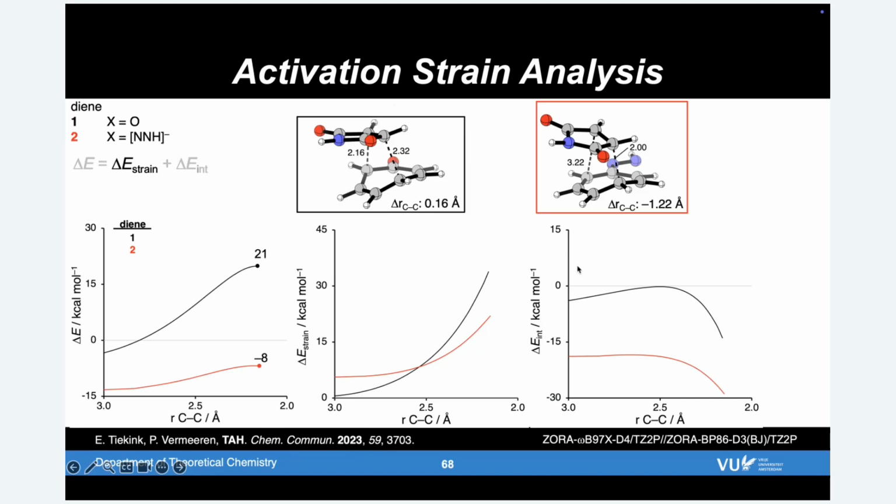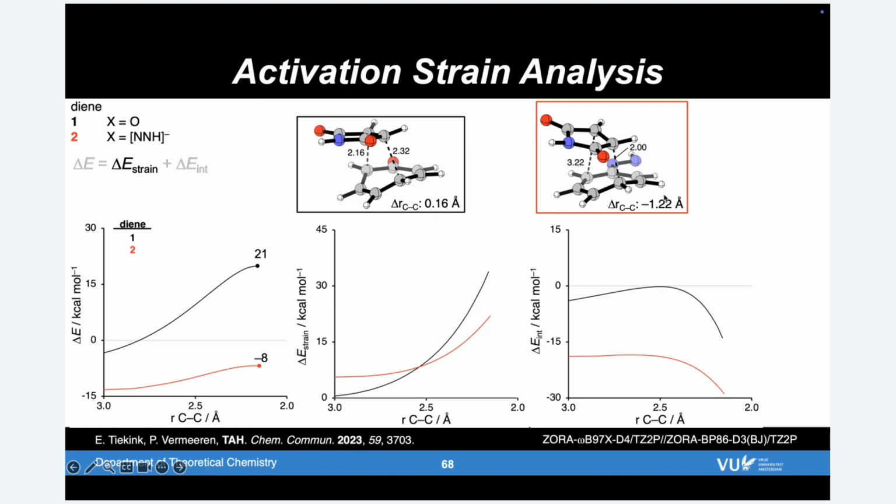And we wanted to understand the trend in strain energy. So here you have the degree of asynchronicity. Here you have the difference between the two newly forming carbon-carbon bonds that amounts to 0.16 angstrom. That's just the difference between this and this. And this is for tropone. This is for the hydrazone.